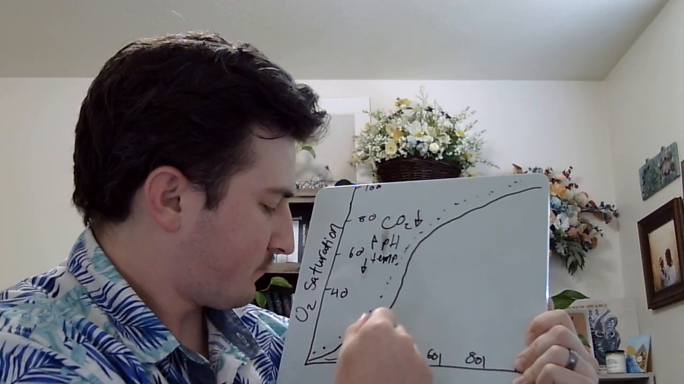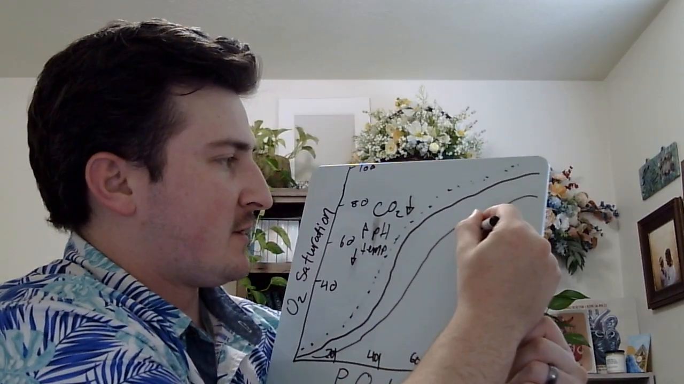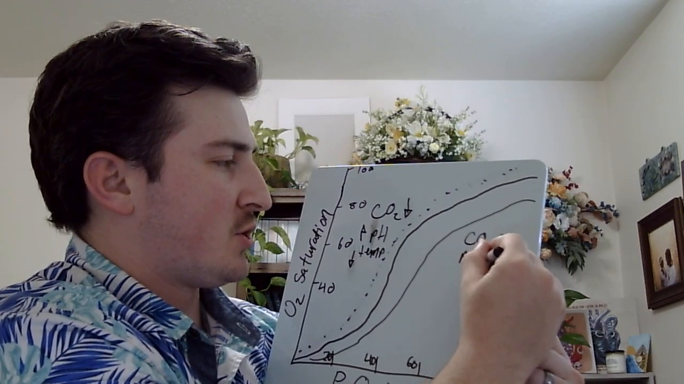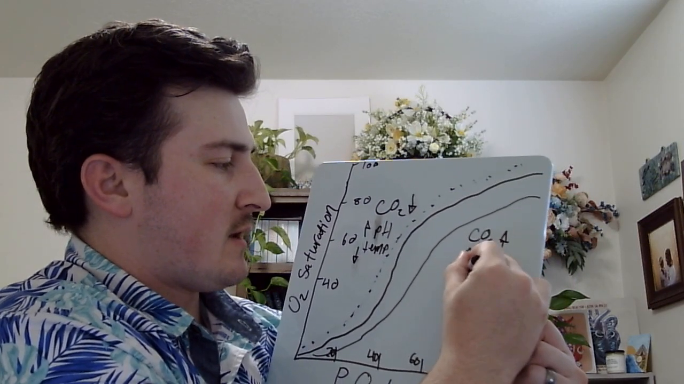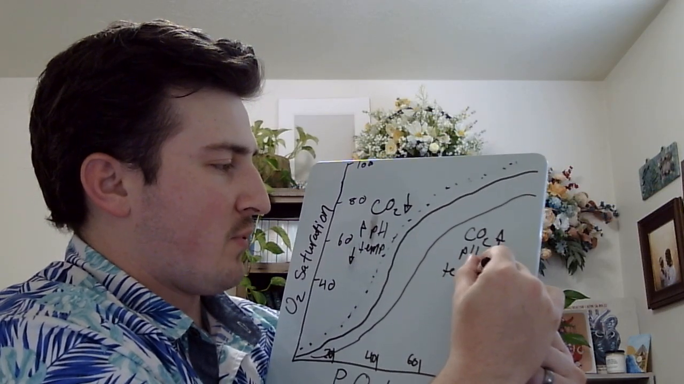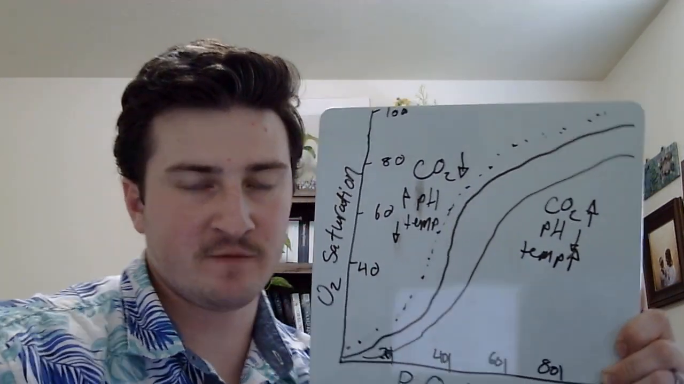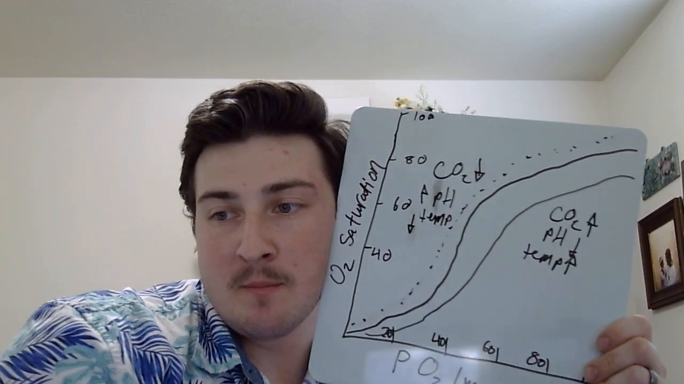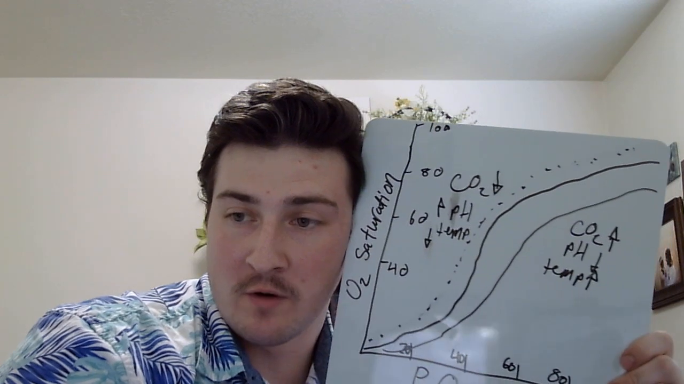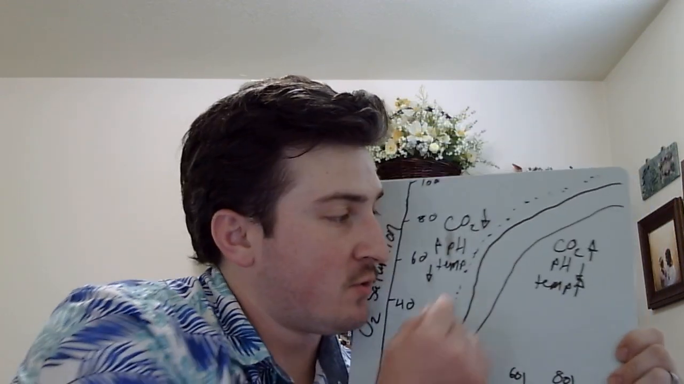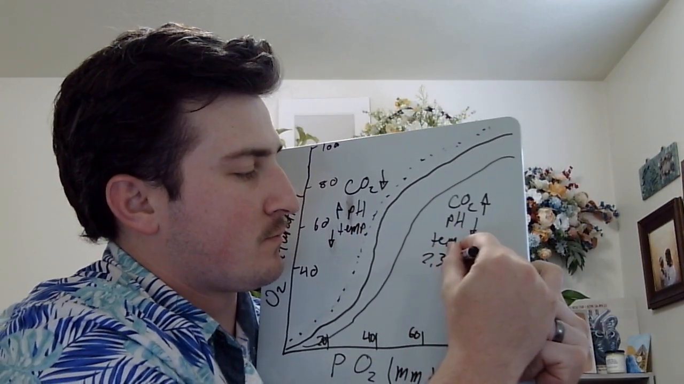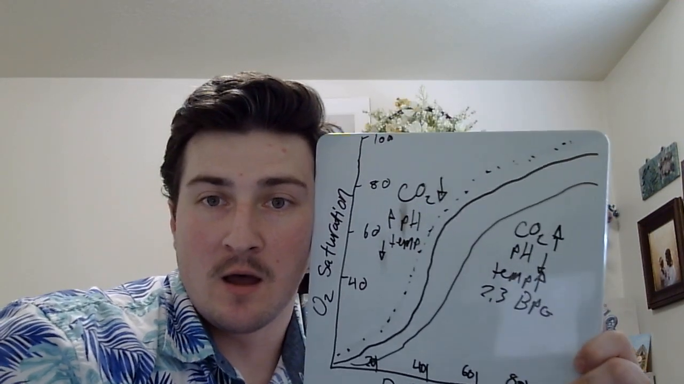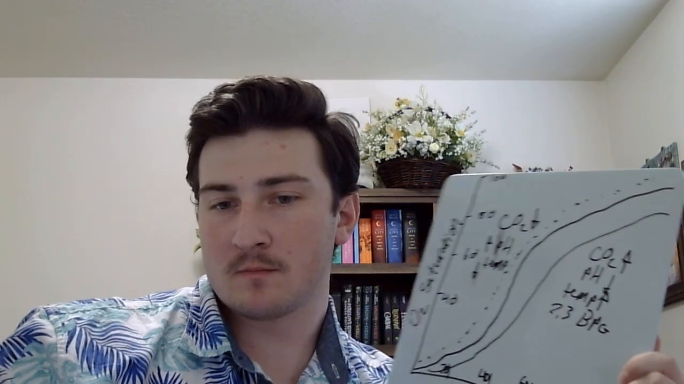Again, this is going to be our shift to the right. CO2 going up, pH going down, temperature going up. That's going to be our shift to the right. Less binding affinity for oxygen on hemoglobin. And again, 2,3 biphosphoglycerate in the body. More of that will shift it to the right. Less binding affinity.